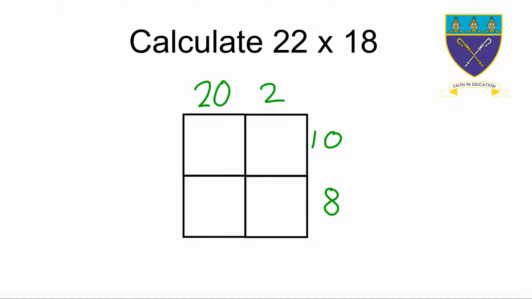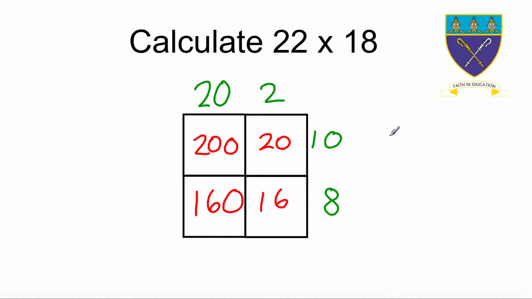What we do next is we multiply the number above this box and to the right of this box. So 2 times 10 is 20. 2 times 8 is 16. 20 times 10, which is 200. 20 times 8, which I don't know, but I do know that 2 times 8 is 16. And as there is 1 zero here and no zeros here, I add in just 1 zero here. Now I have these four different solutions.